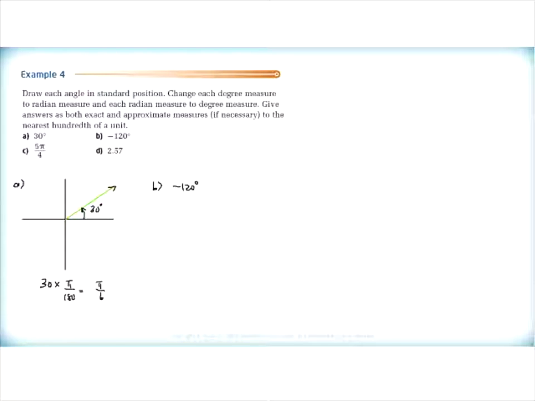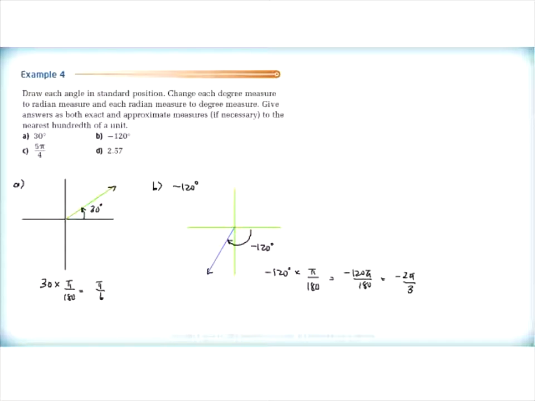Negative 120 degrees. Let's draw the angle in standard position. First of all, angle in standard position, always measuring from the positive x-axis, as I said. Negative 120 is going to look something like this, rotating in the negative direction. Let's change it to radian measure by multiplying by pi over 180, which is going to give me negative 120 pi over 180. When I reduce that, I get negative 2 pi over 3.